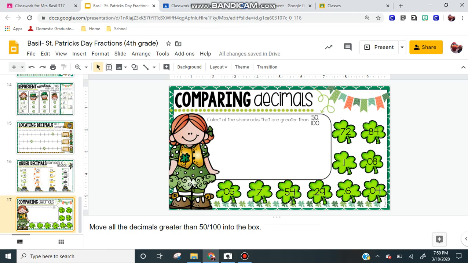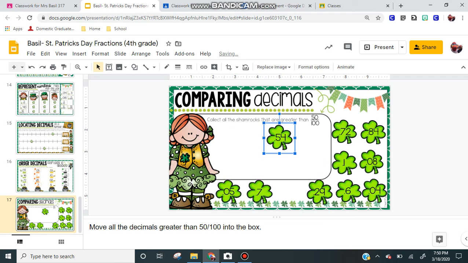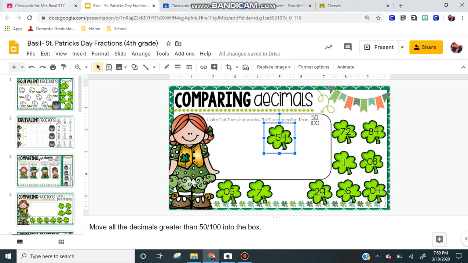The last one, collect all the shamrocks that are greater than 50/100ths. So that would be decimal point 50. So which one's bigger than that? Click on it, drag it over. I believe that is it here.